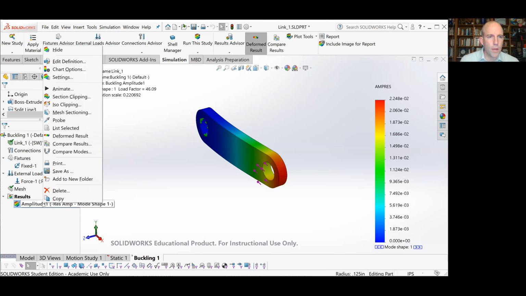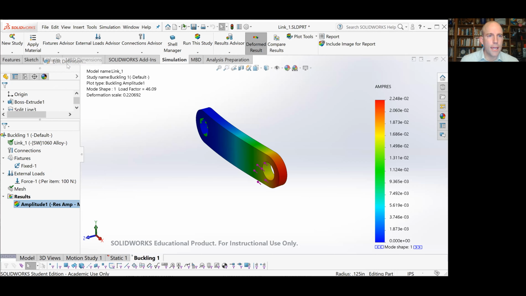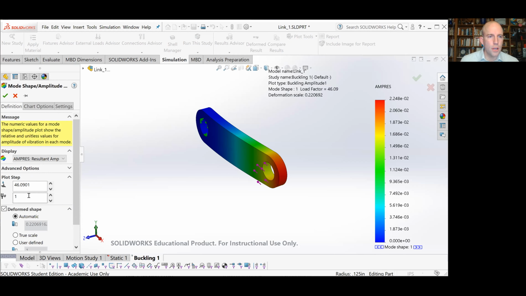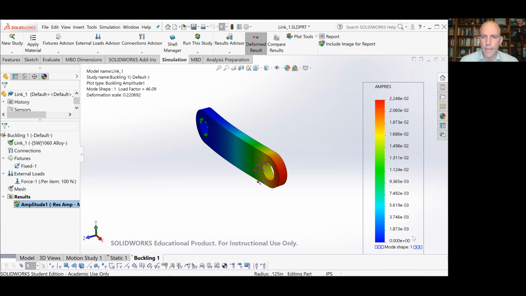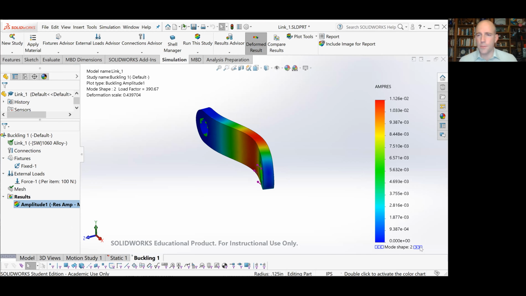And so now if we right click on the chart and edit definition, we'll see that we can choose among different buckling modes. And if we go up from 1, we'll see that the load factor is increasing. So the factor of safety is getting bigger and bigger. That's one way to navigate this. Another way to navigate it is we have these little buttons down at the bottom of our chart, and we can select through different mode shapes.